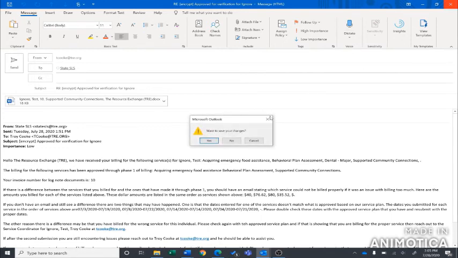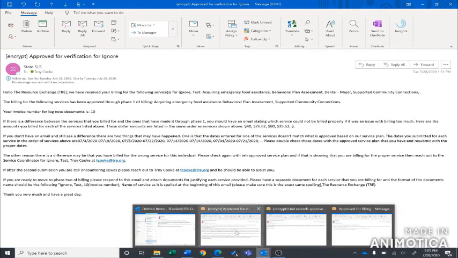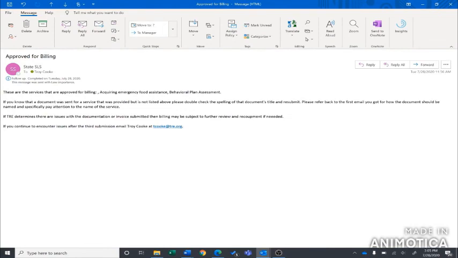Now, let's say that I sent this out. The email that I would receive, if I had sent that email, I would receive an email that looks like this. As you can see, I already did it for these two different services. So it shows that these are the services that are approved for billing. These services are good to go. They're good to start being billed.